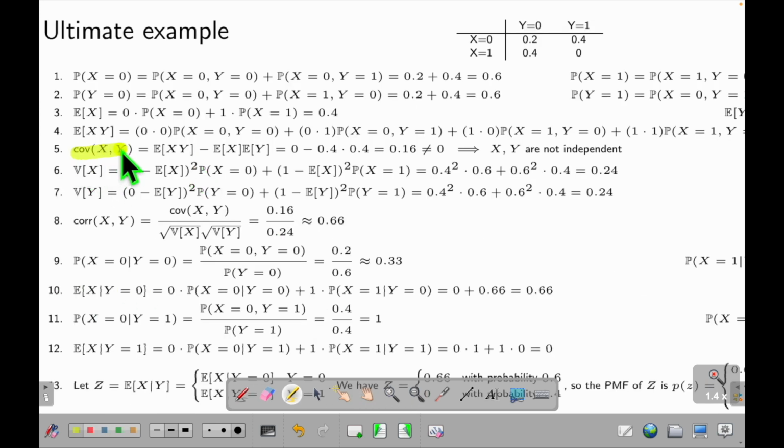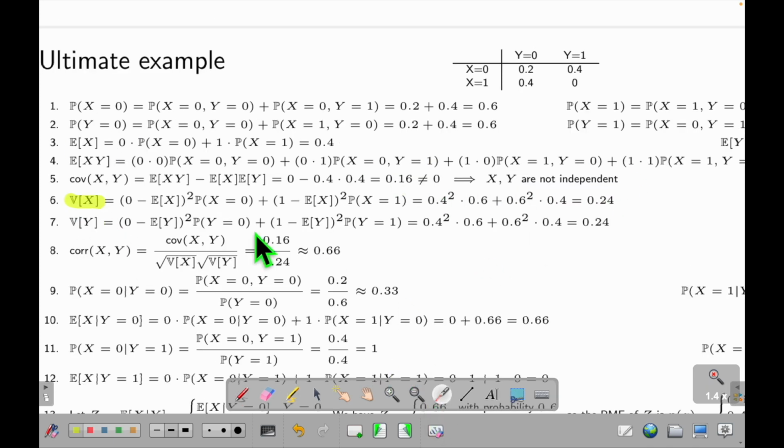This is the covariance of x and y. By formula it can be written as the expected value of xy minus the product of E[x] and E[y]. So we know that the expected value of xy is 0, and we also know the expected value of x and also the expected value of y. So we can compute them like this, and this value is not 0, meaning that x and y are not independent.